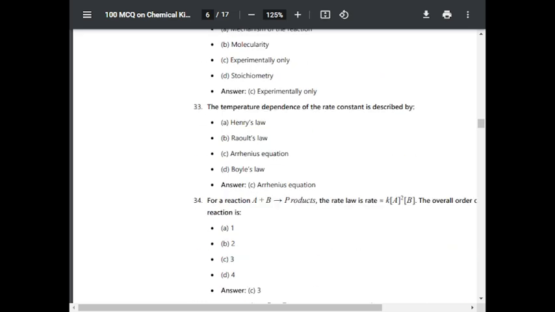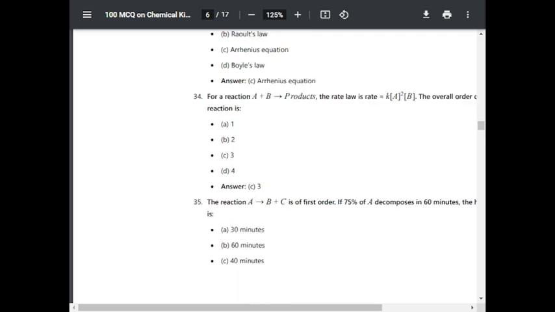Question number 33. The temperature dependence of a rate constant is described by: option A, Henry's law; option B, Raoult's law; option C, Arrhenius equation; option D, Boyle's law. The correct answer is Arrhenius equation.